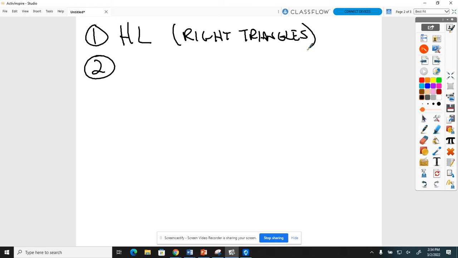What else? Side, side, side. That works. SAS. AAA doesn't work. SSA and AAA do not work. And SSA, or what my geometry teacher told me, ASS.